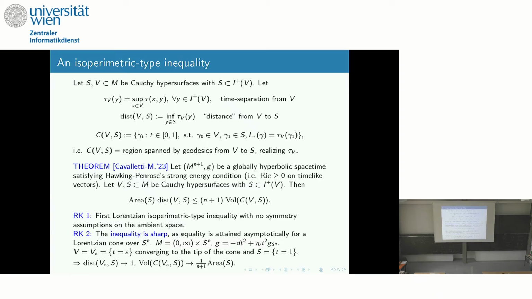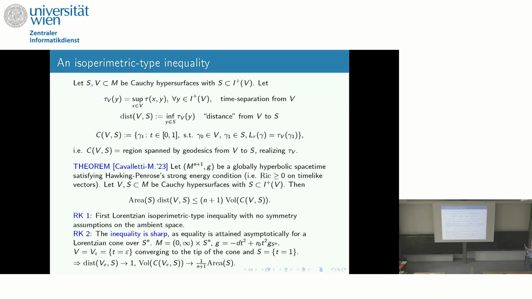So take a Lorentzian cone over S^n. Okay, so here you have S^n. Such that this is the identity. This is the negative direction. This is going to be singular here, but I don't care. Let me just stop everything here at some epsilon. This is epsilon. Okay. So now, if you take as a region, take this one as V epsilon, this slice at epsilon, and as S, take this one, slice at t equal to 1.